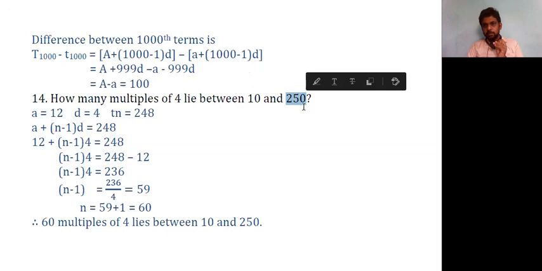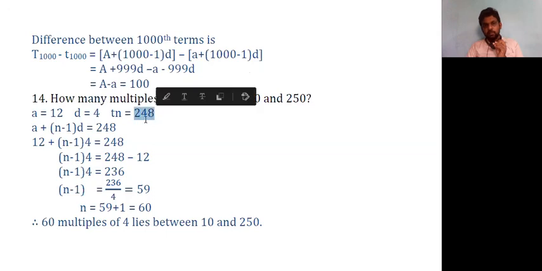250 is not divisible by 4. 249 is also not divisible by 4. Therefore, checking 248, which is divisible by 4, this will be the last term less than 250 which is a multiple of 4. Therefore, the nth term formula a plus n minus 1 into d is equal to 248. We know the value of a and d. 12 plus n minus 1 into 4 is equal to 248.